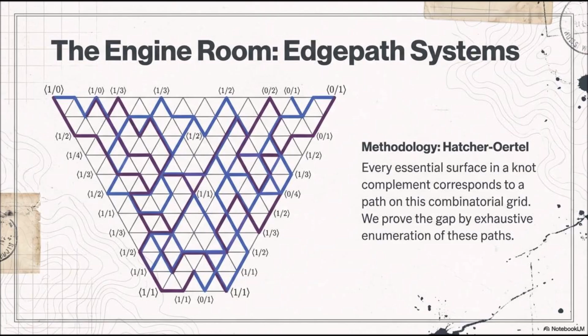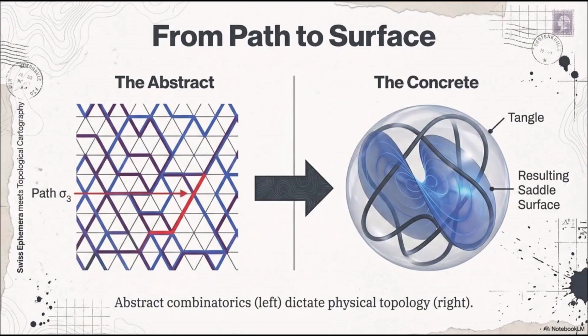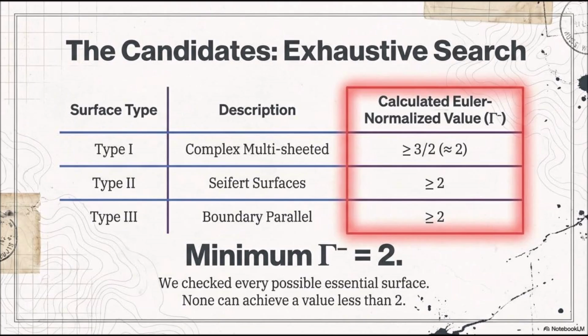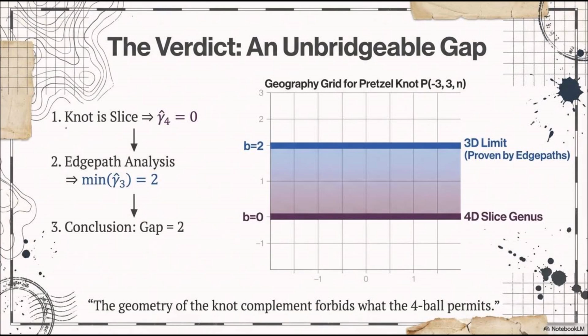They have to align correctly, modulo 4. Definition 2.1, geography. The 3-dimensional geography of a knot K is the subset G_3(K) of 2Z times N of all pairs (e_3(F), χ(F)), where F is a spanning surface of K. This is the formal definition of the dots on the map we were talking about earlier. The set of all possible pairs of twist and complexity.